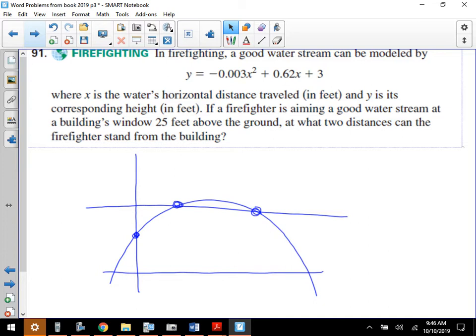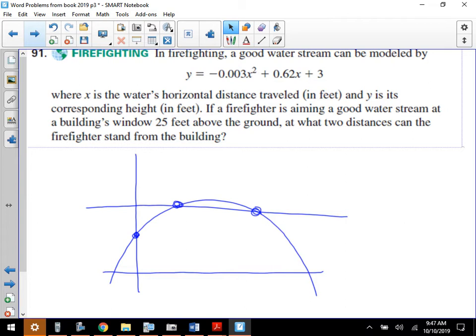Anyway, the reason why this works is you've got two different values because the hose can go here. So all you're doing is graphing this one in your calculator, then graphing y equals 25, and you get two different intercepts. That's what that looks like. I want to make sure you guys can visualize it. If you visualize it, mapping it becomes easy because then you're just plugging and chugging.